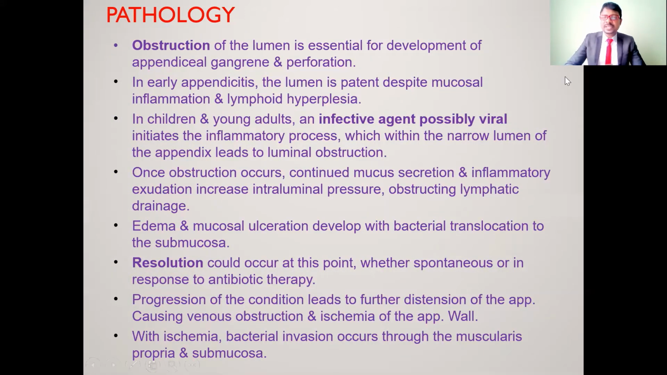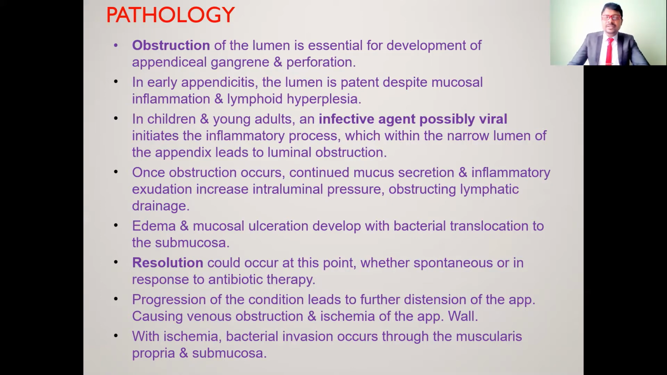If you see the pathological changes, the first thing that happens is obstruction. Obstruction of the lumen is essential for the development of appendiceal gangrene and also perforation. So the major problem is obstruction, either due to carcinoma, or because of debris and waste material, or fecal material. So these are the causative factors for obstruction. In early appendicitis, the lumen is patent despite mucosal inflammation and lymphoid hyperplasia. So in the initial condition there is inflammation, as well as hyperplasia of the lymphoid tissue. The thickness of the tissue is increased.